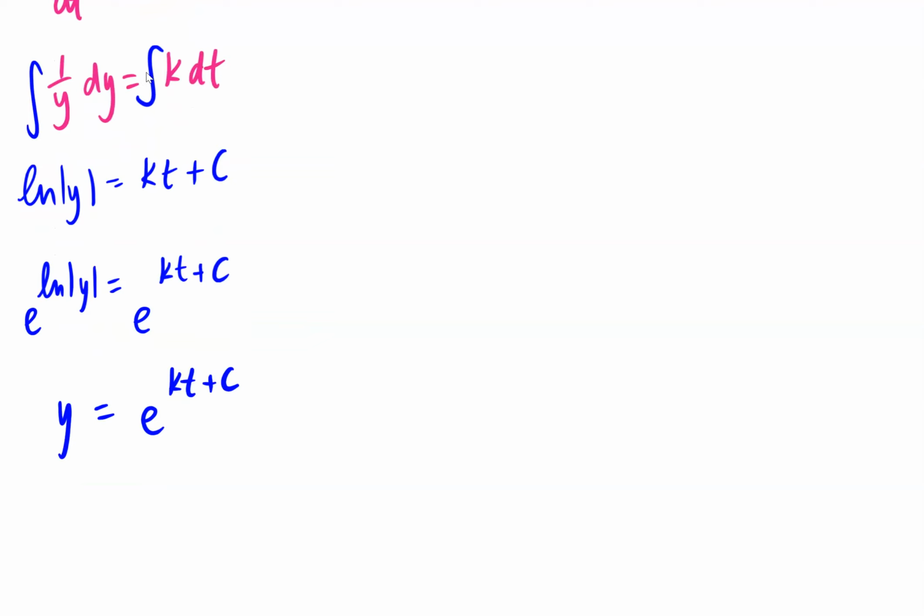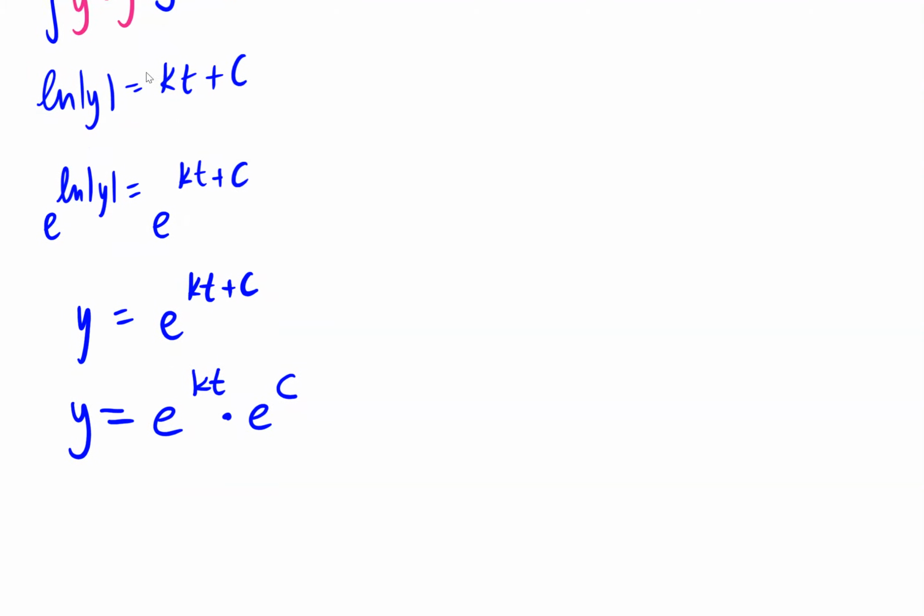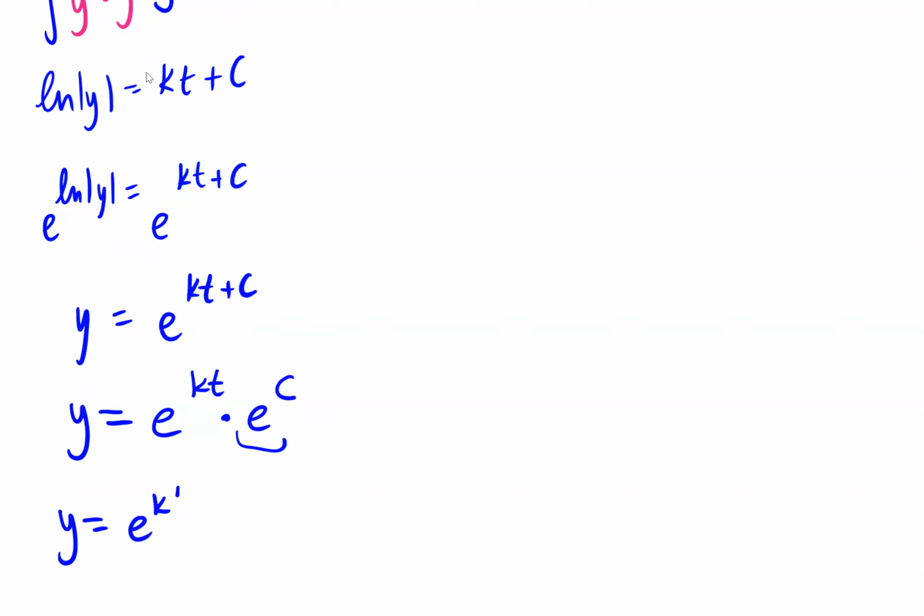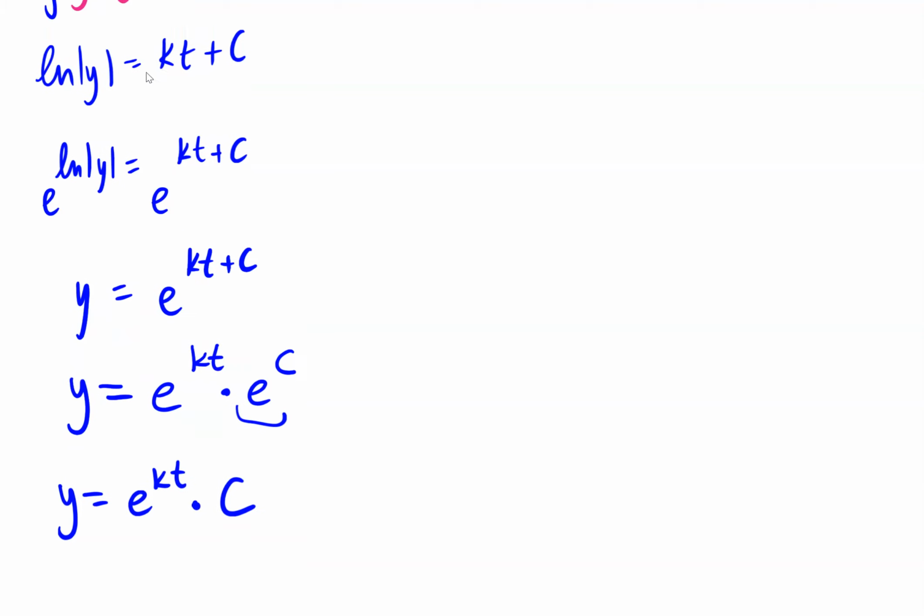Okay, let me break this down. If I have e to the kt plus c, that's the same thing as saying e to the kt times e to the c, because if you would go backwards, you would add the exponents. Well, e to the c is just our constant. So I have y is equal to e to the kt times c.